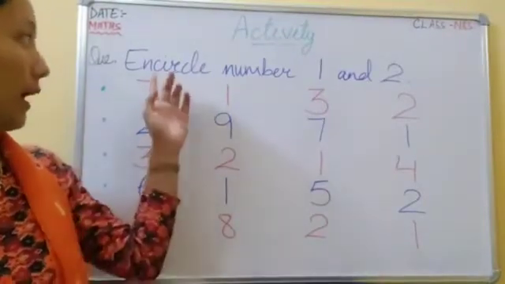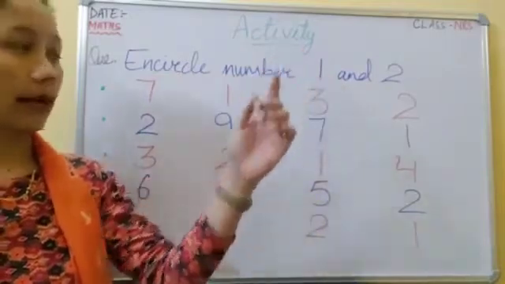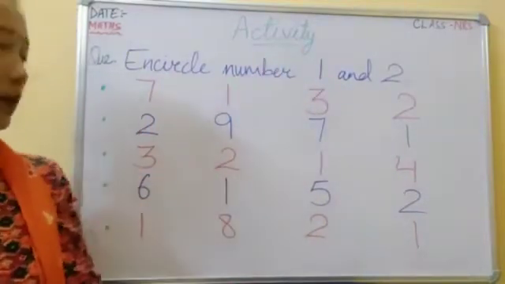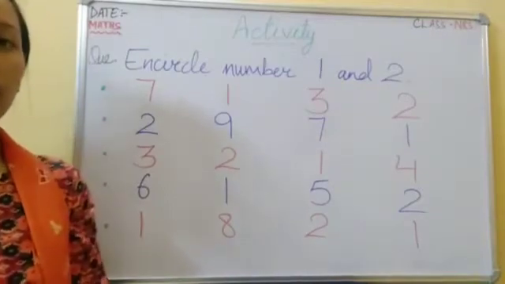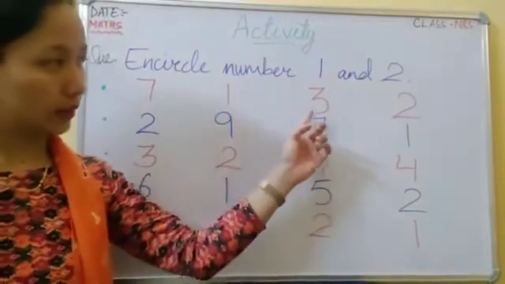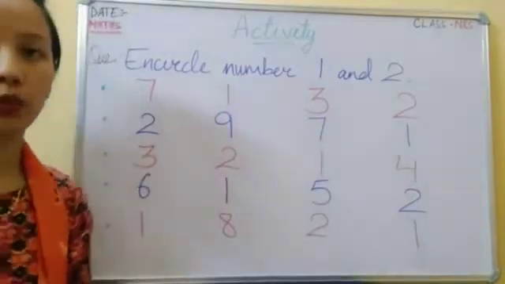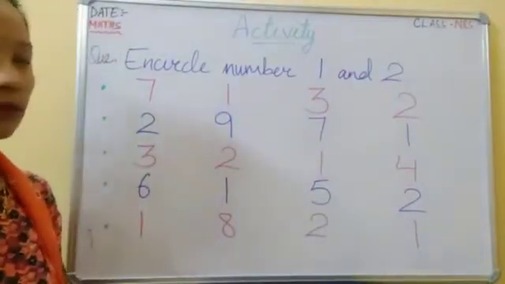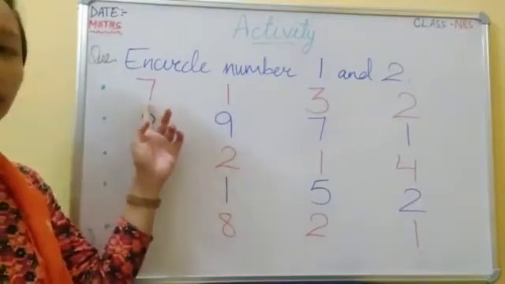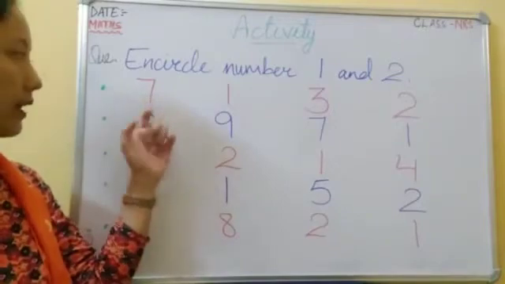So students, now let's do the activity. Here you have to encircle number 1 and 2. Okay. Now, first part. Here we have numbers 7, 1, 3 and 2. Now here you have to encircle number 1 and 2. Okay students. Which number is this? Yes, 7.